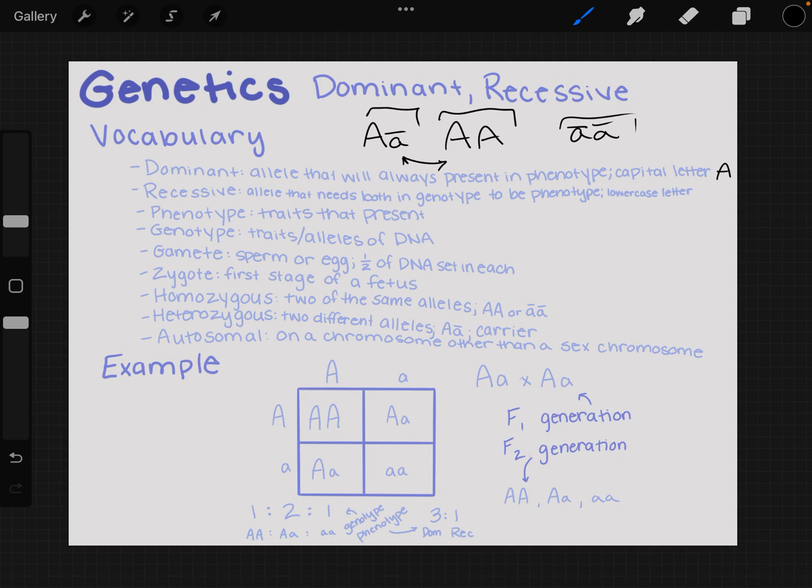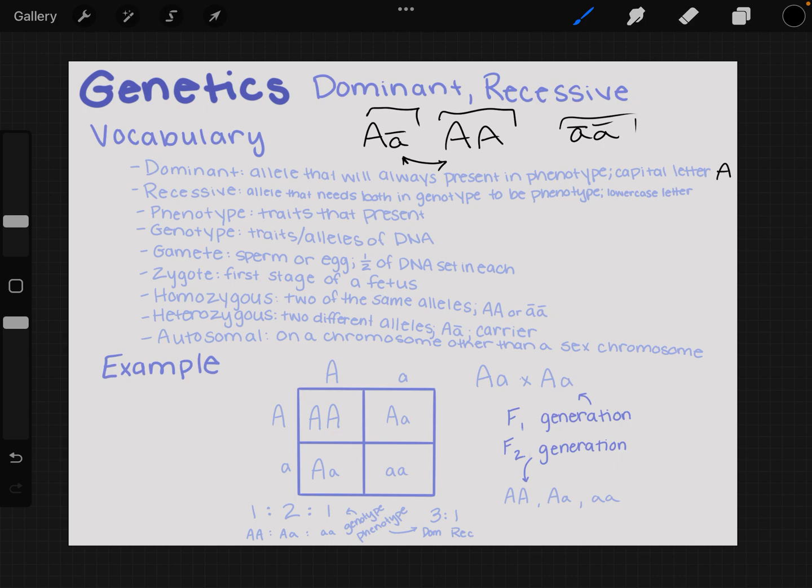So next we have homozygous and heterozygous. You might think that these words look very similar, and that's because they are. They are very connected. Homozygous, you can think of this: we know homosexual means either a man dating a man or a woman dating a woman, and the reason is because homo means same. So we can remember that homozygous means the same type of allele, because homo means same. Either this is going to be two dominant alleles or two recessive alleles.